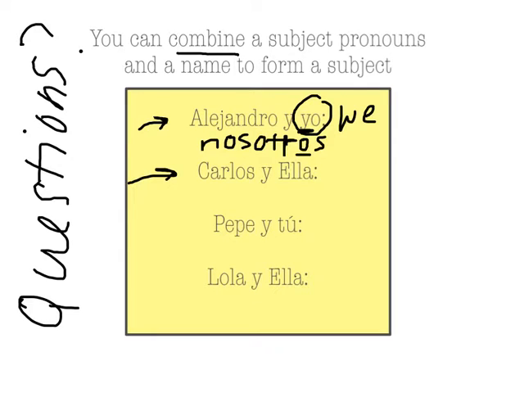Carlos y ella. Carlos and she, right? That's going to be them. You're talking about 2 people. One of them is a guy, so we'll use the male form. That would be ellos.